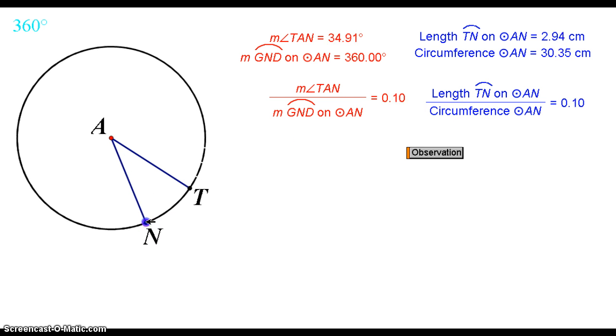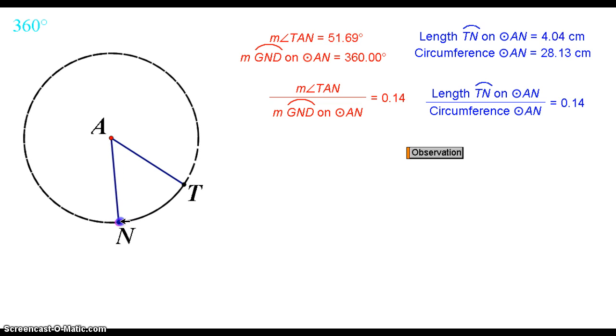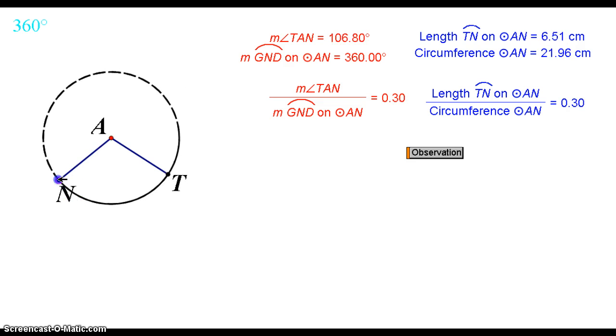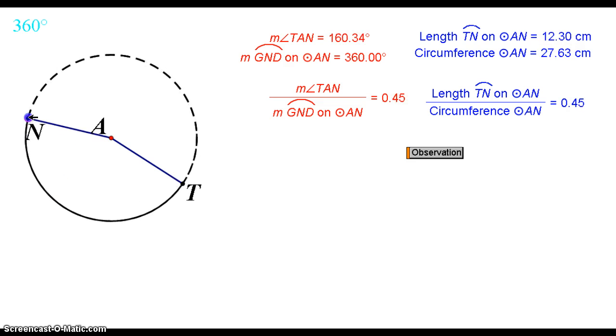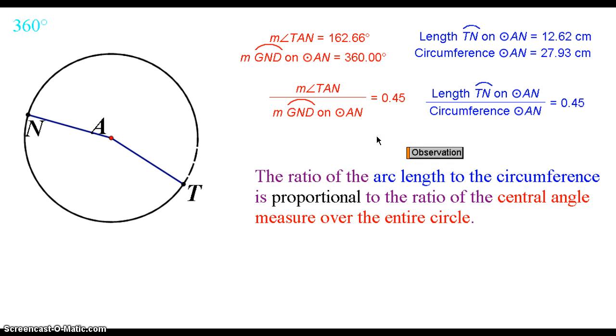So no matter how I move my central angle, okay, I'm at 20%, I'm at almost 50%, no matter how I move that, those two ratios stay proportional to one another. So the ratio of the arc length to the circumference is proportional to the ratio of the central angle over the entire circle.